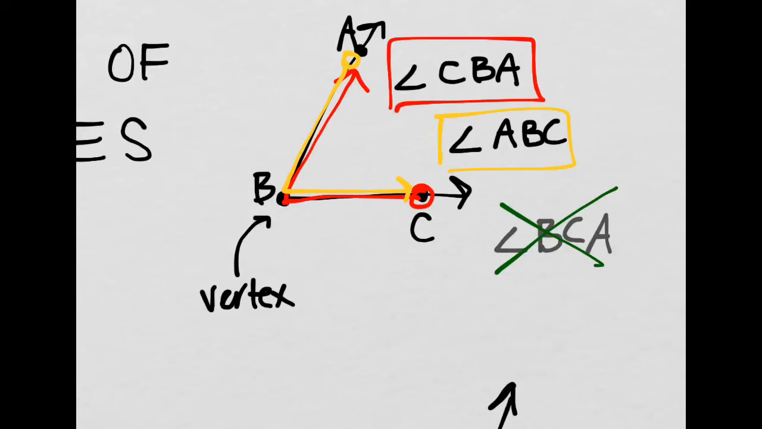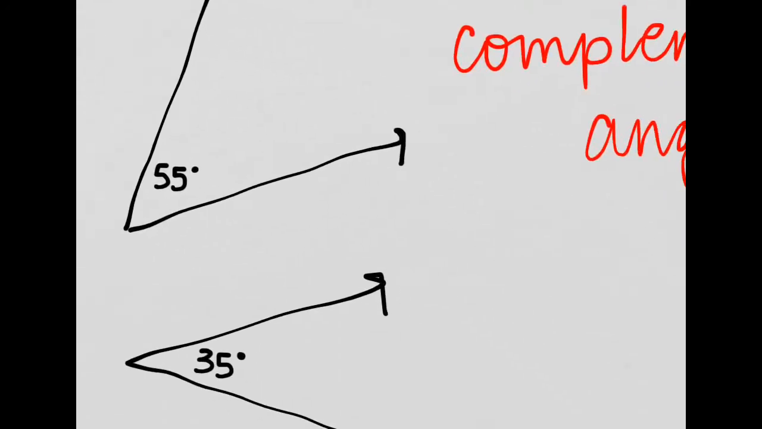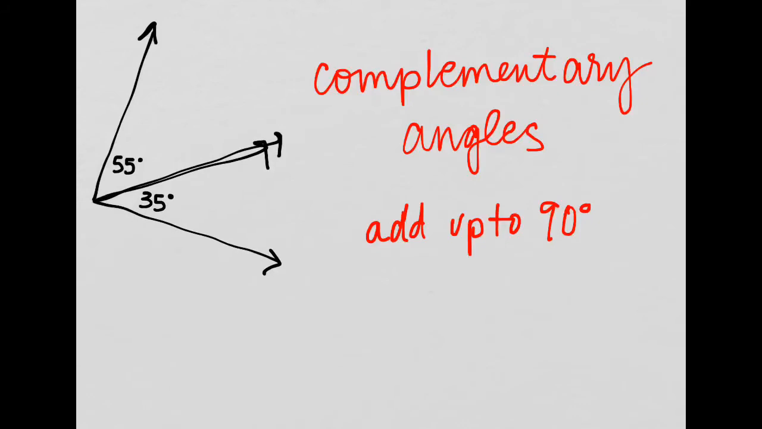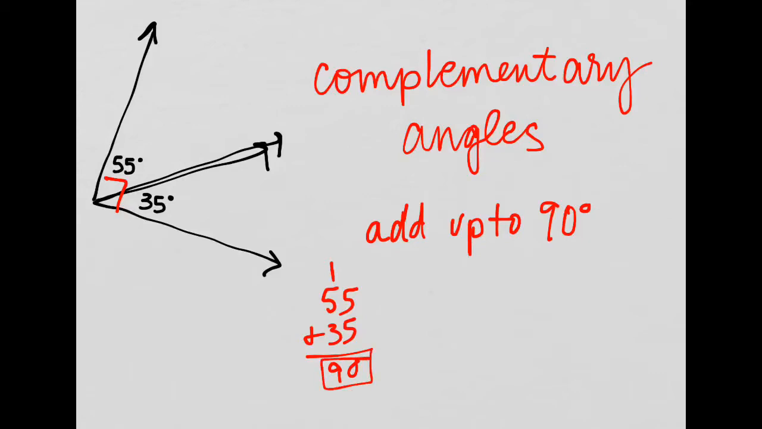If we have 2 angles that add up to 90 degrees, they're called complementary angles. 2 angles whose measures add up to, sorry, I can't write and talk at the same time, add up to 90 degrees. Okay? So if you see here that we have 35 degrees, if we were to move it over here and add it to 55 degrees, would we have a right angle? Well, let's see. 55 plus 35 gives me 90. So yes, these are complementary angles.